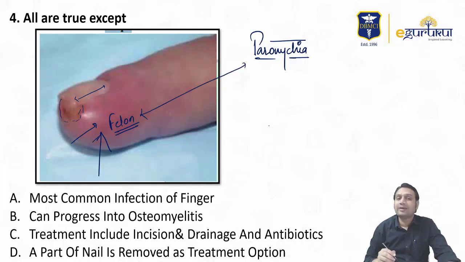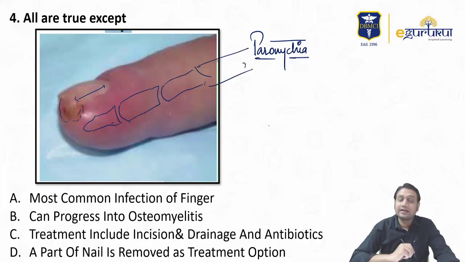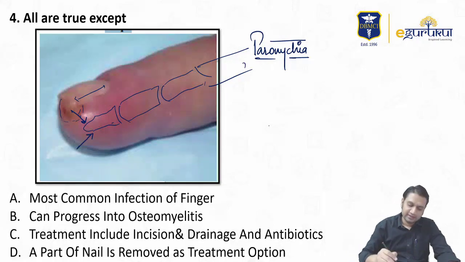Can it progress into osteomyelitis? Yes. Paronychia as well as felon both can involve the bone. Where is the bone? The bone means phalanx. Here is the phalanx, and then you have got the middle phalanx, right? And then we have got the distal phalanx, and then we have got the metacarpal, like that. So this infection can get introduced into the bone. This infection, felon, can get into the bone. So that is right. So infection of the finger, osteomyelitis.